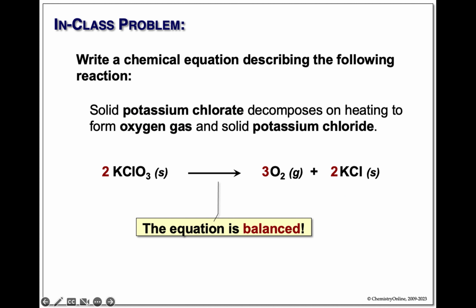Well, this particular reaction is a useful sort of reaction in lab. Sometimes you're doing things on a very small scale where you need a bit of oxygen. You can take potassium chlorate, heat it up, and you get oxygen gas. Nice, pure, clean oxygen gas.